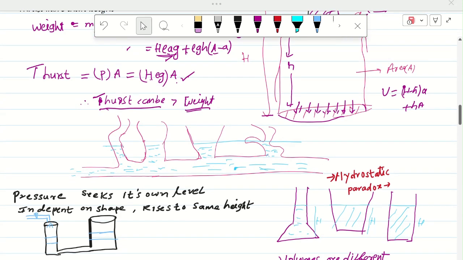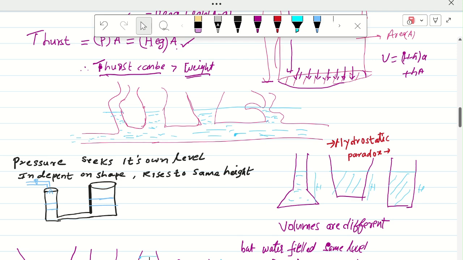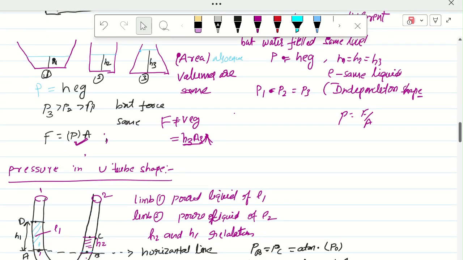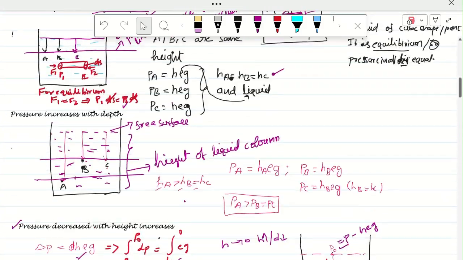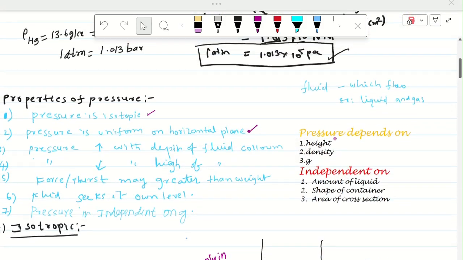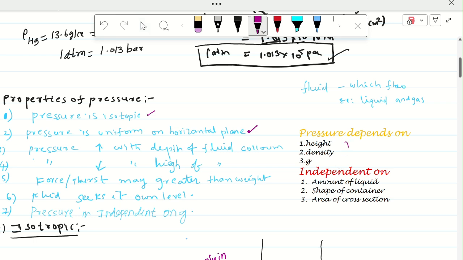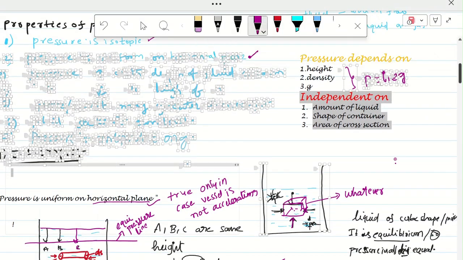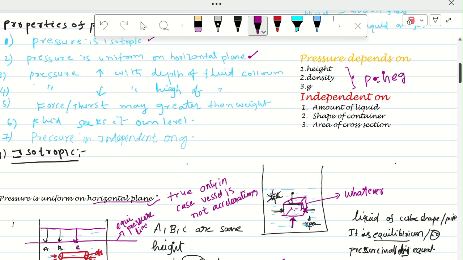One more property is that pressure seeks its own level. So it is independent of the shape of the container. See, pressure depends on height, density and g, because the pressure is equal to H rho g. It depends on the height of the liquid, density of the liquid and g, acceleration due to gravity. And the pressure is independent of the amount of the liquid, the shape of the container and the area of cross section. I will give examples for each topic.